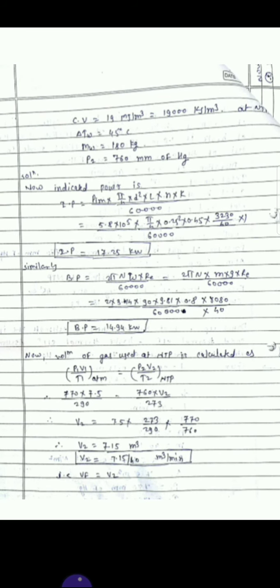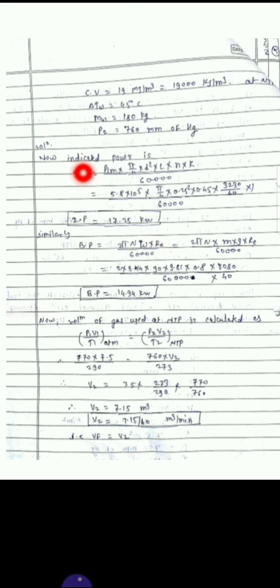For this, first of all, we'll find out the two main important values, that is indicated power and break power. How to find out this? We know the formula for finding out the indicated power is PIM into Vs into N into K divided by 60,000, where PIM is nothing but the indicated mean effective pressure, and Vs is pi by 4 d square into L into N into K. So we have to use this formula. All values are known to us.